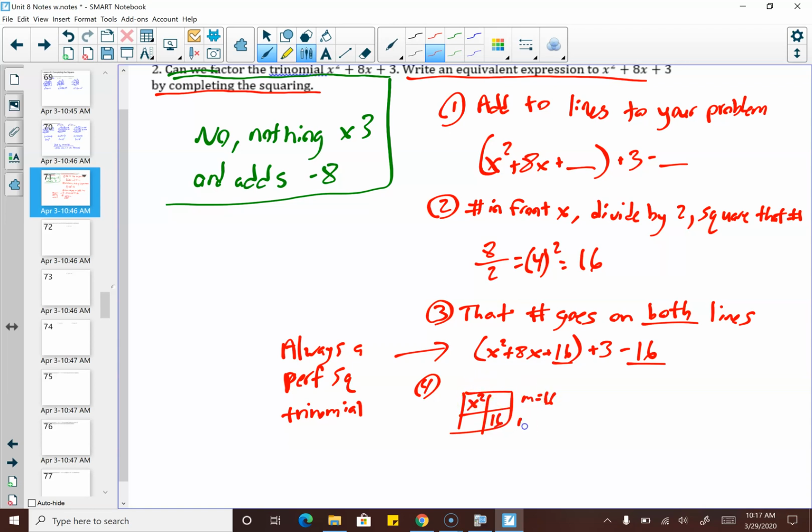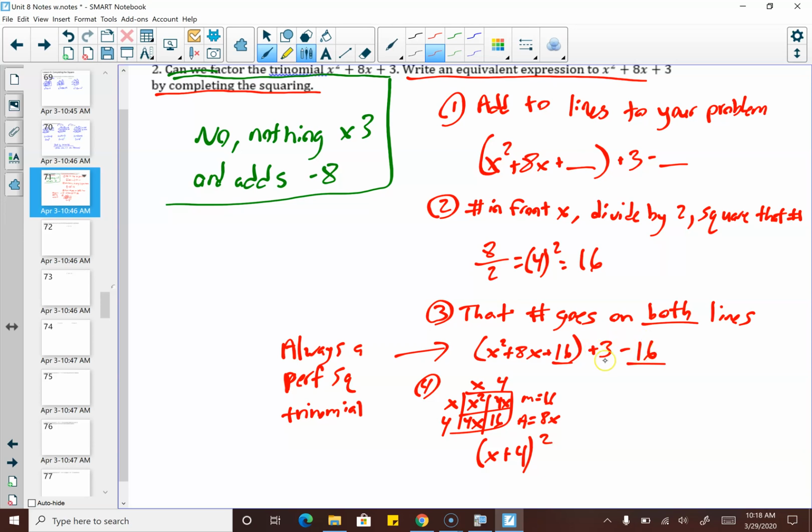So what multiplies to 16 and adds to 8x? We'd get 4x and 4x. So we get x plus 4, x plus 4. So we have x plus 4. And again, you could write it twice, but realistically, you always know you're going to have it twice. You just have that one parenthesis squared. So x plus 4 squared.